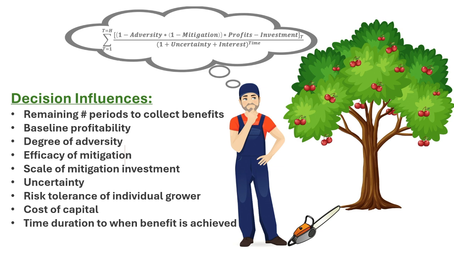The degree of adversity and the efficacy of the mitigation treatment obviously go into the consideration. The scale of the mitigation investment certainly plays a big role. So does the amount of risk and uncertainty in the business environment, as well as the grower's confidence in the efficacy, or the expected efficacy, of the treatment. Each grower also can have a completely different level of risk tolerance, and that factors into the equation. The cost of capital, especially now with higher interest rates, is a big deal with the future cost of money dealing with long-term time horizons.